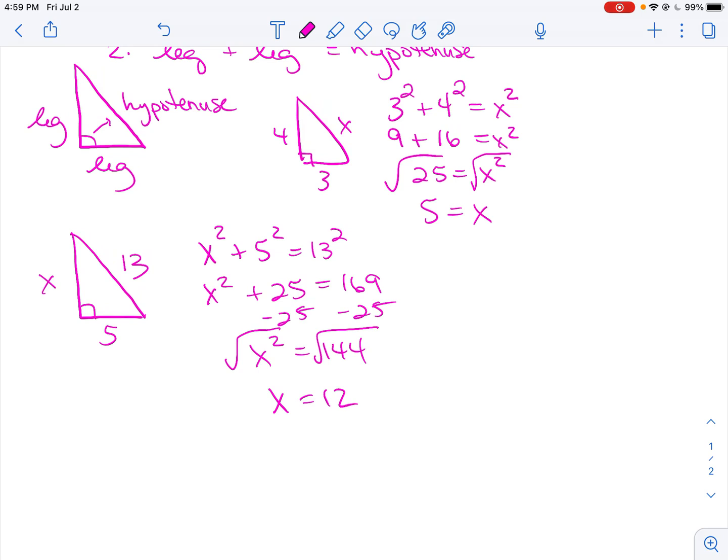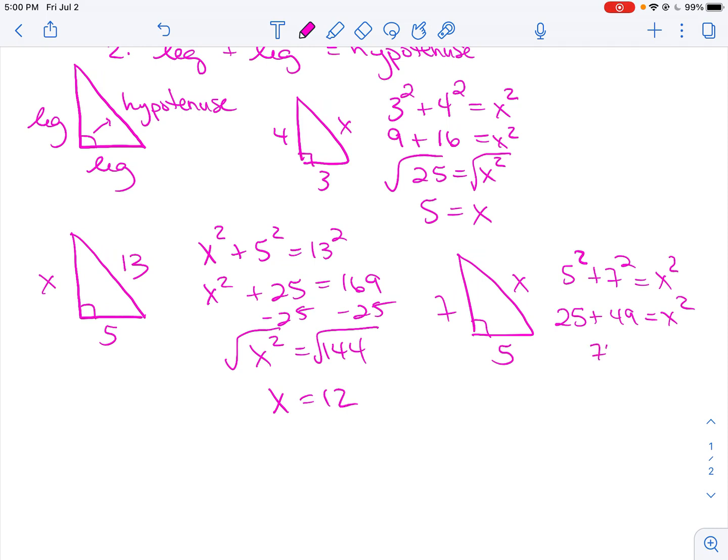Now these are ones that come out nice and pretty. Not always are they going to come out nice and pretty. I'm just going to pick random numbers. We're going to pick 5, 7, and I don't have a clue. So 5 squared plus 7 squared equals x squared. So look at 25 plus 49 equals x squared. Now hopefully you're able to add quick enough. Not everybody can add quick, that's fine.